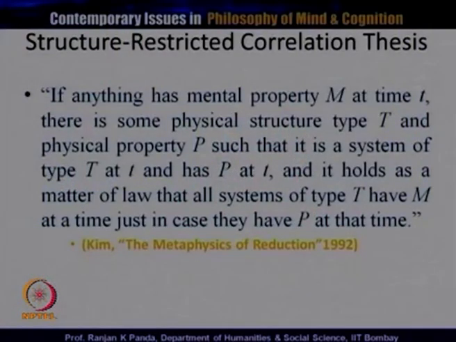It says, I quote, if anything has mental property M at time t, there is some physical structure type T, and physical property P, such that it is a system of type T at t, has P at t, and it holds as a matter of law that all systems of type T have M at a time just in case they have P at that time, in quote.